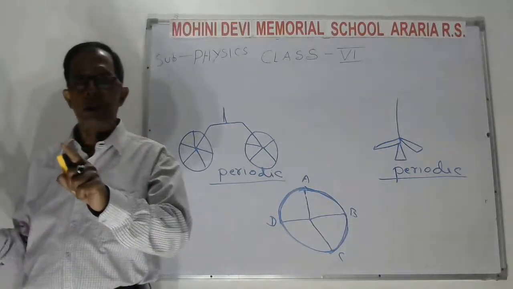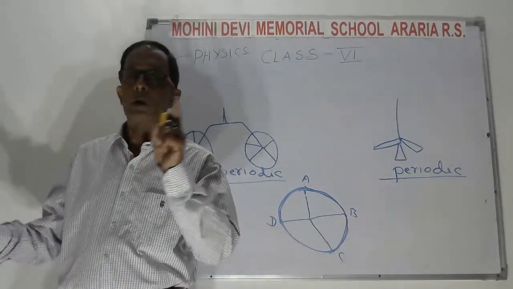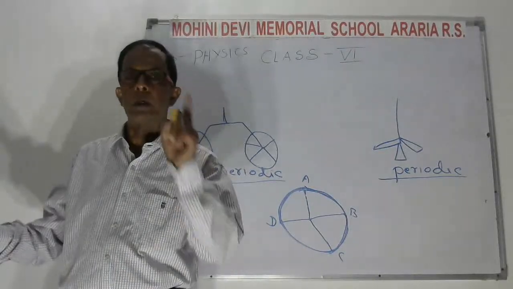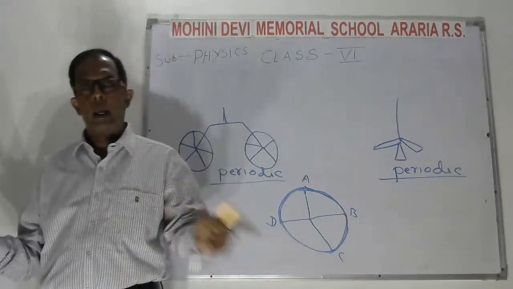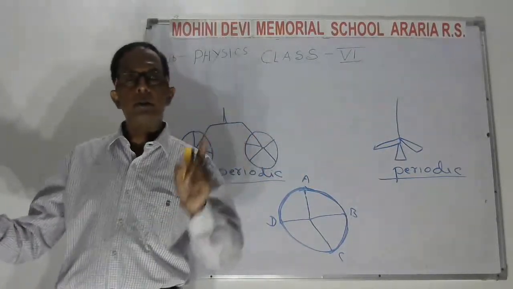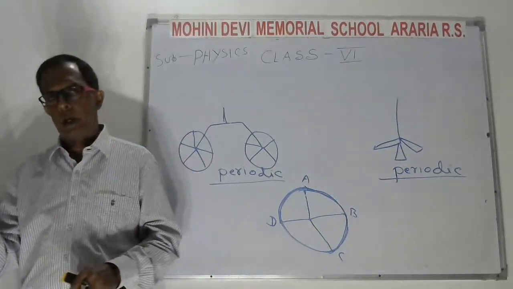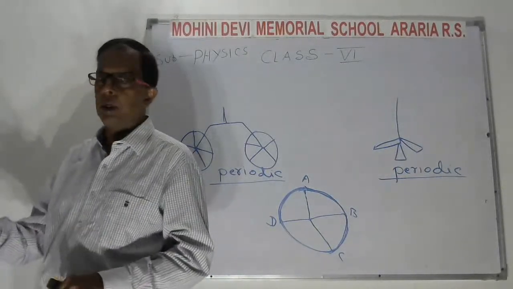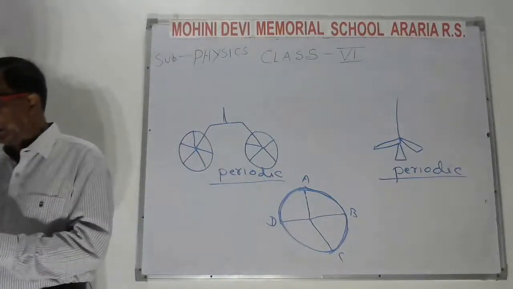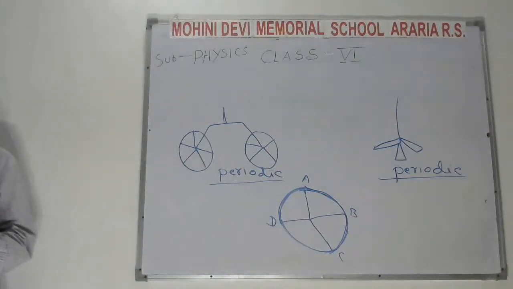Both are periodic, but the fan does not cover any distance after an interval of time, whereas the bicycle covers a particular distance in a particular period of time. I think this question is clear, my children.